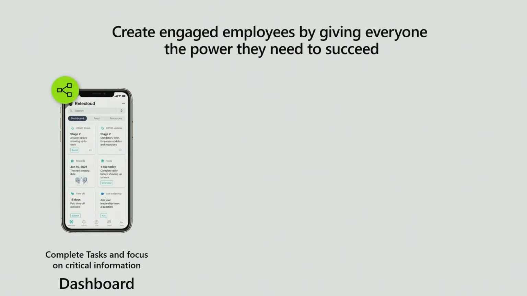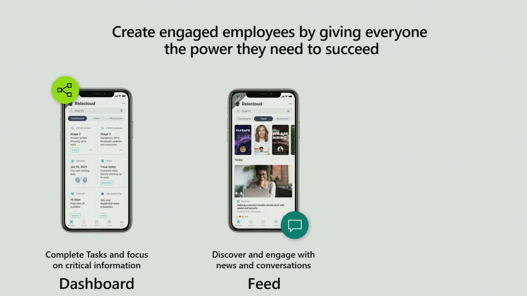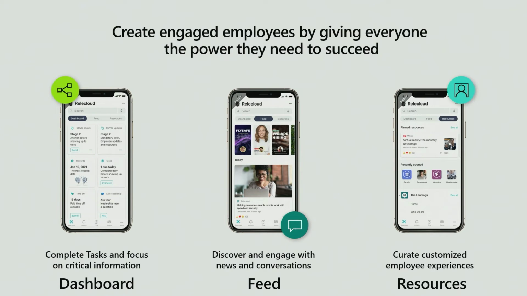First of all, there are three different views on this. The first one is for you to access the relevant information, completing tasks and focusing on the critical information. The second option is around discovering and engaging with news and conversation. This is the feed where you can follow up on what's happening inside of your company. And the third option is the assets and resources, so you can access files and guidance directly in the mobile view.